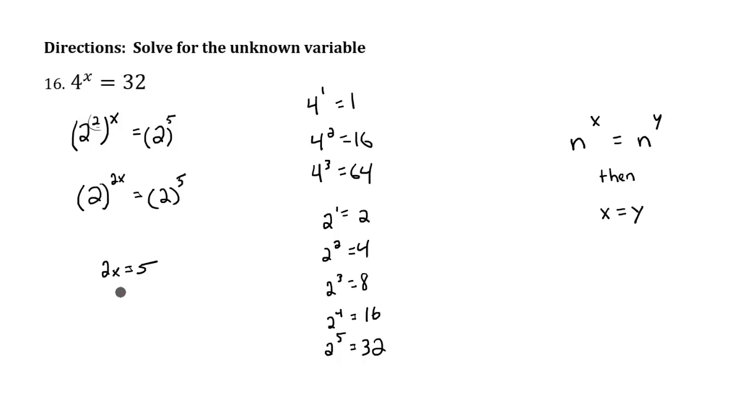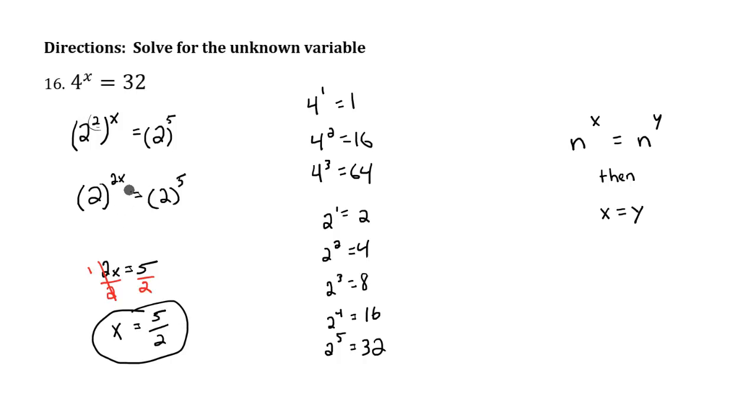So to undo the multiplication of 2, I divide it. 2 over 2 is just 1, so it cancels out. And I have to do the same thing to my right side. So now I'm left with x over here, which equals 5 halves, and that's going to be my final answer.